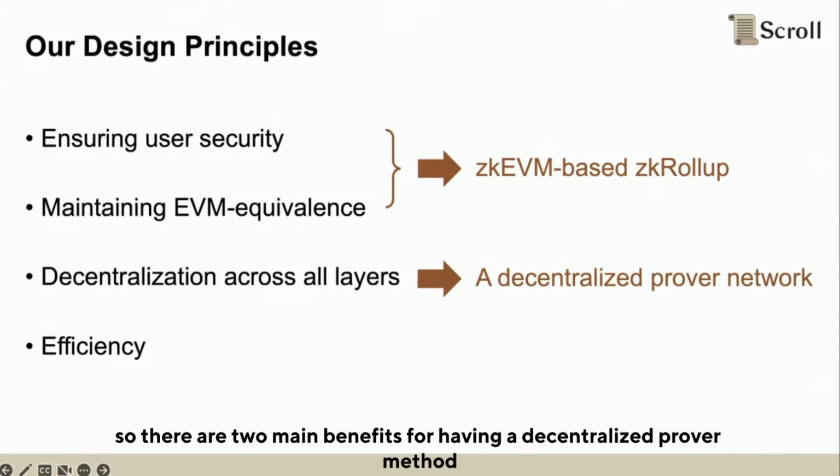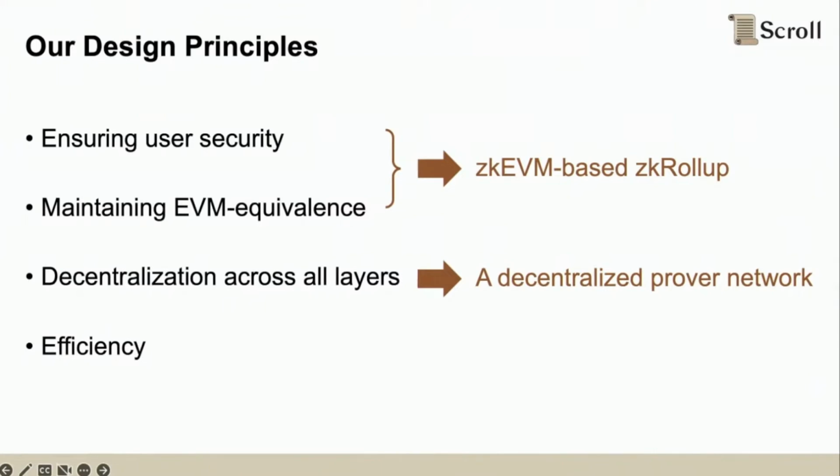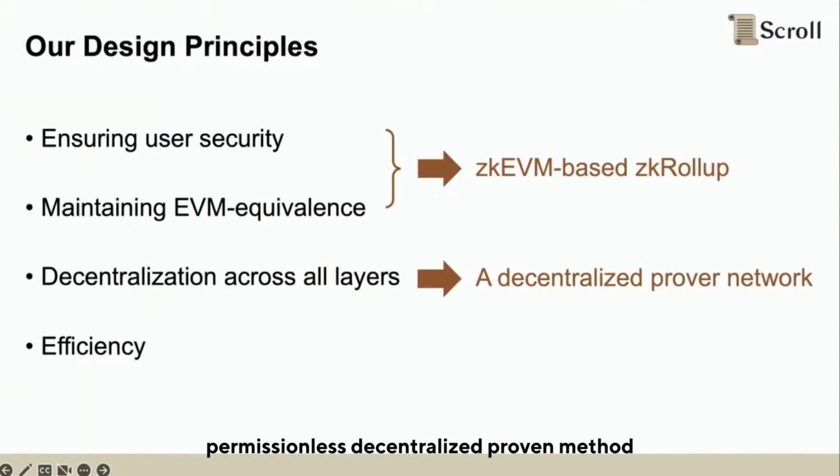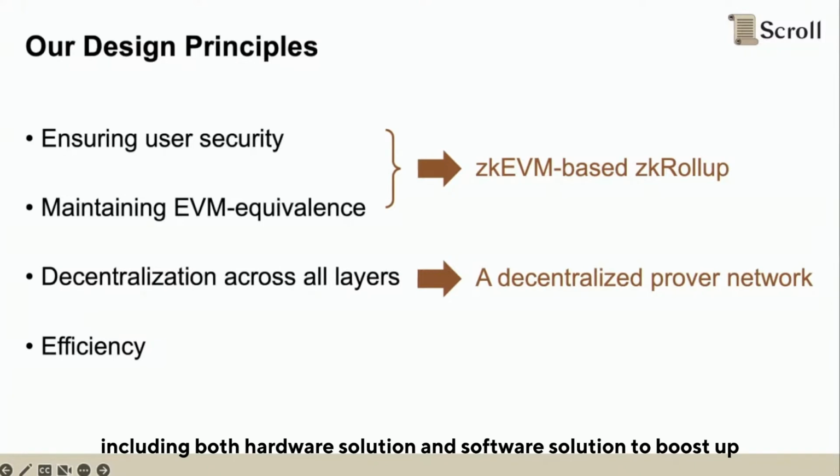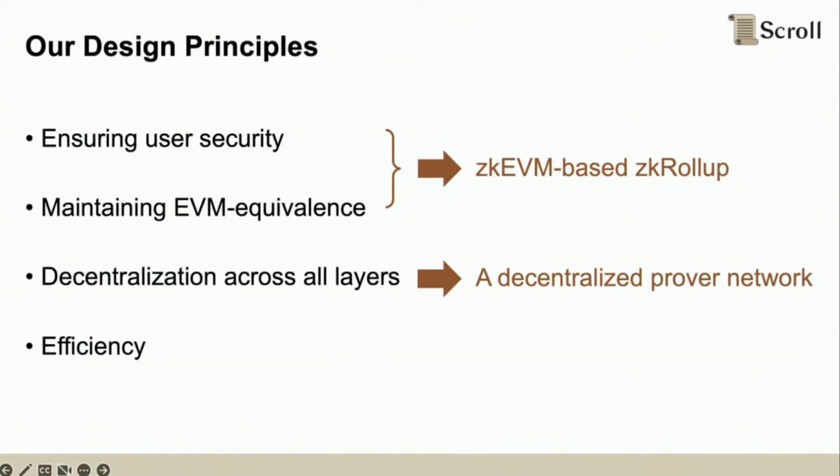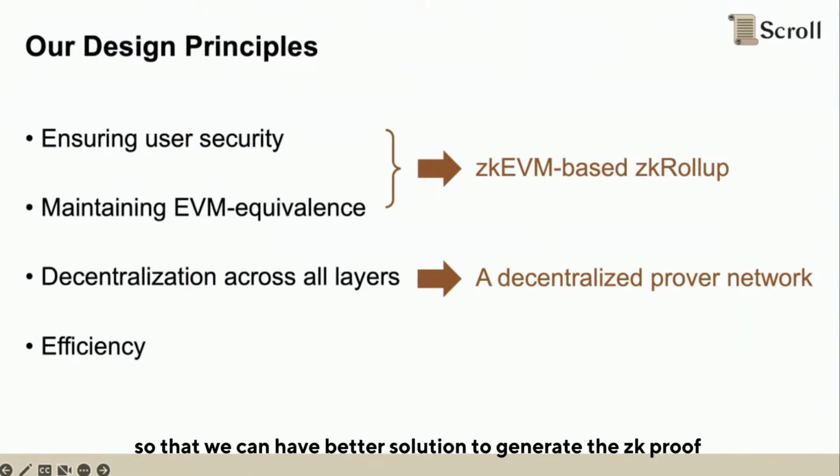There are two main benefits of having a decentralized prover network. First, because we have this permissionless decentralized prover network, any community member can come and run a prover node, and then the community will be incentivized to build substantially better solutions, including both hardware and software solutions, to help reduce the proving time so that we can have a better solution for generating zk proofs.